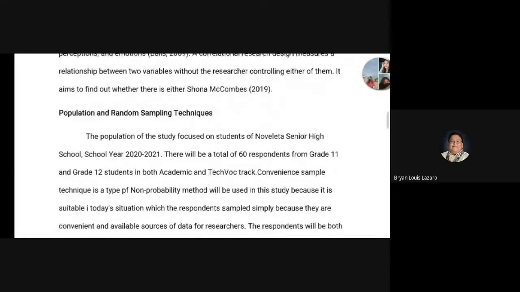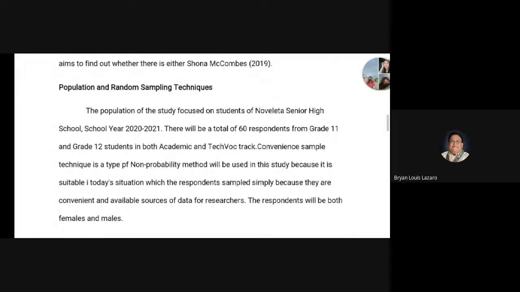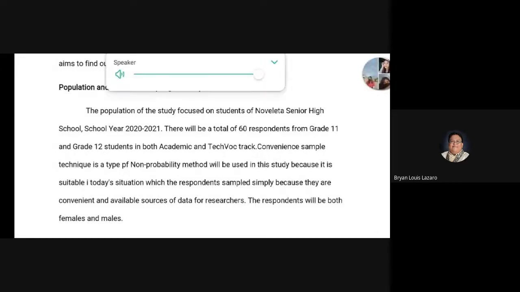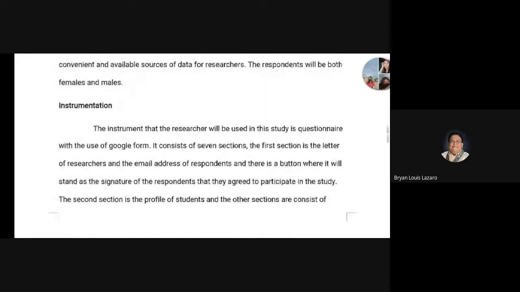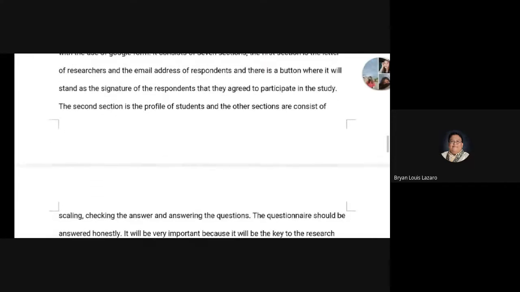Okay. Medyo mahaba lang po. Tsaka yung population and random sampling technique po. Para rin po alam din po namin kung tama rin po ba. Okay, sige. Baba pa. Hindi ko na binabasa muna, tinitingnan ko yung structure, ha? Tsaka po ito po yung instrumentation po.